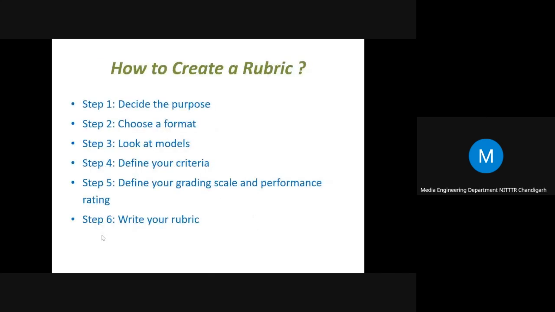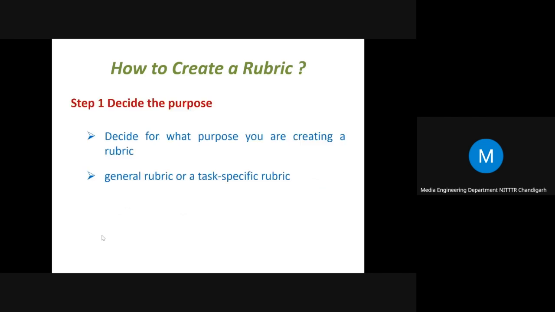Okay, now let's quickly go through the steps which are used to create a rubric. So these are the 6 steps. I will be describing these steps one by one. So first is to decide the purpose. For what purpose are we creating a rubric? That needs to be decided, whether we want to design a generic rubric or a task specific rubric.